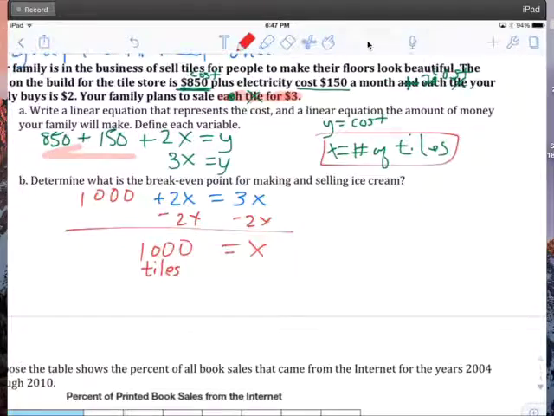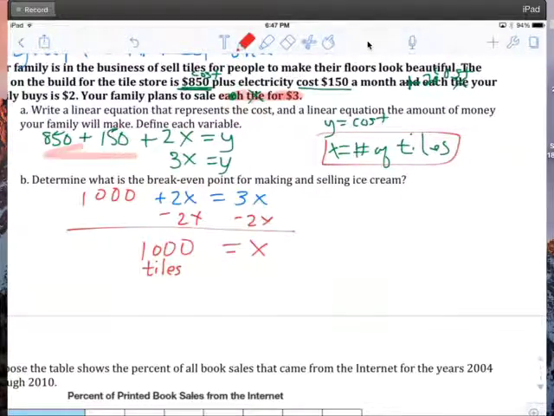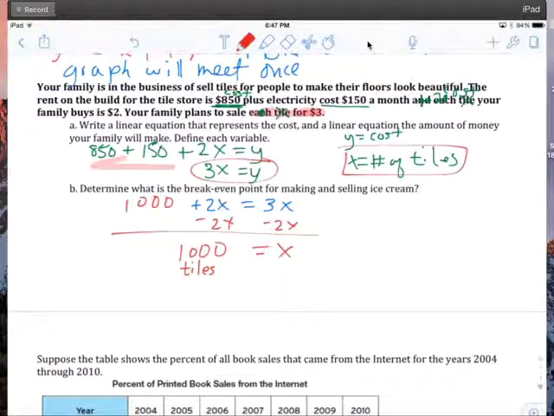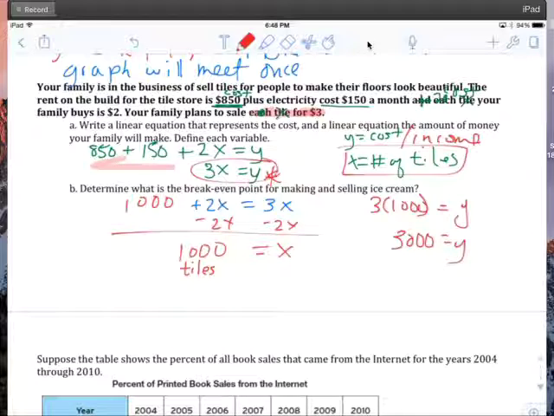At 1,000 tiles, let's put x in here: 3 times 1,000 equals y. Y is the cost or income, right? This one is income right here. So the income or cost is 3,000. So you'll break even at 1,000 tiles.